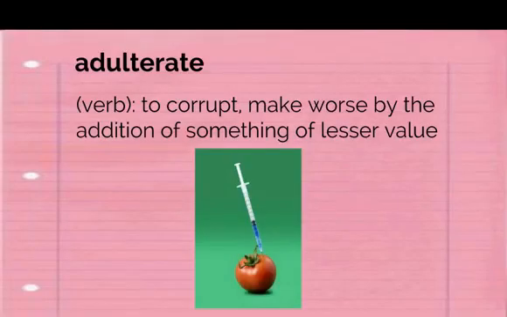Our first word for vocab unit 1 is adulterate. It's a verb. It means to corrupt, make worse by the addition of something of lesser value. So you can see in this example I have a genetically modified tomato. The tomato, which is something that's super good for you, super healthy, has these chemicals being added to it so that it becomes less healthy.